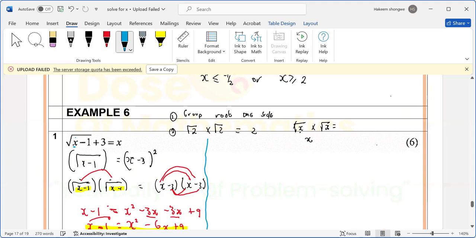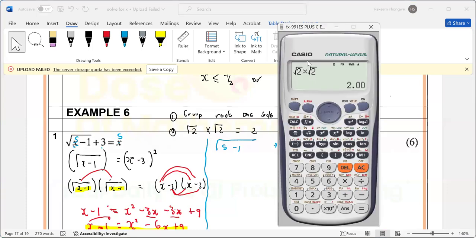Here there's an x. You're going to put 5. Here there's an x. You're going to put 5. And then you're going to check if you're getting the same answer on the left-hand side and the right-hand side. Let's do it so that you'll see. So we have square root of 5 minus 1 plus 3 is equal to 5. Let's check here. If you say square root of 5 minus 1, you can type this in your calculator and check what you get. So you have square root of 5 minus 1 equals, and then you say plus 3. It gives you 5. Right?